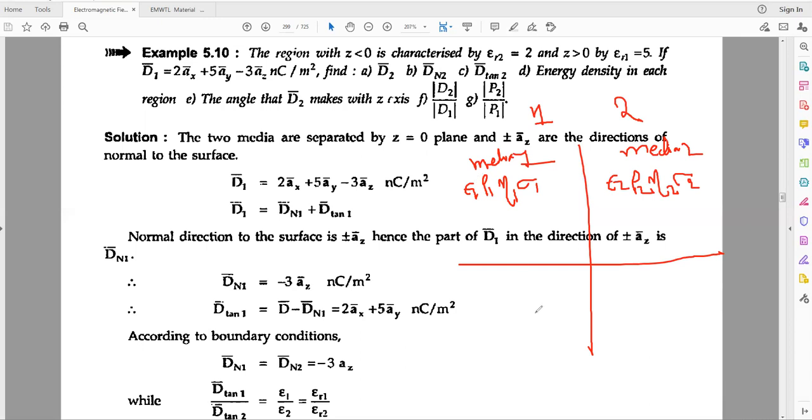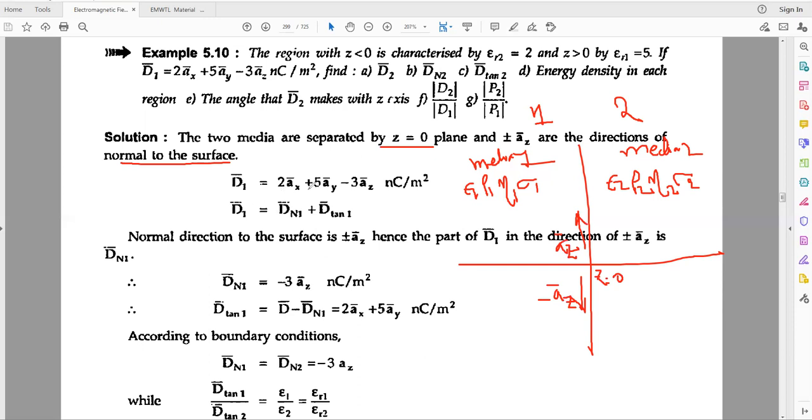And for the electric field and electric flux, D1 is in medium 1 and D2 is in medium 2, E1 is in medium 1 and E2 is in medium 2. The two media are separated by the Z equal to 0 plane. Plus or minus AZ are the directions normal to the surface. Okay, there is a plus direction of AZ and a minus direction of AZ. AZ bar upward is positive, and AZ bar downward is negative.